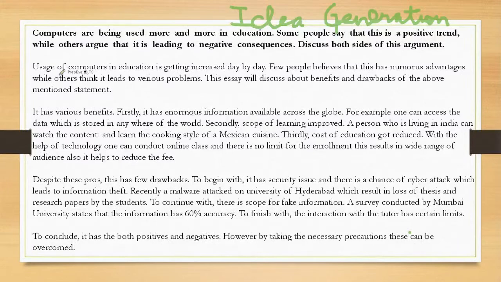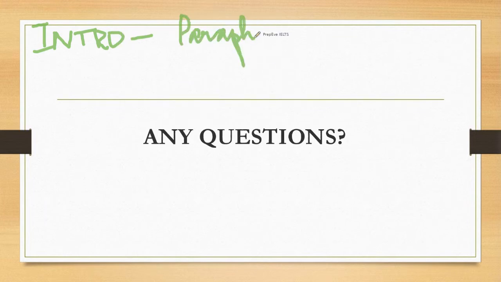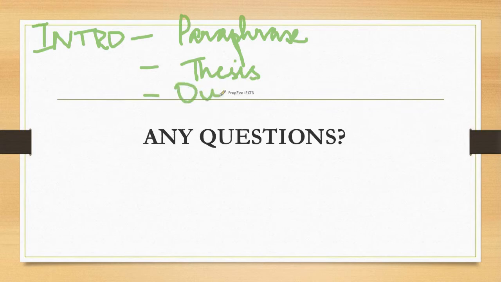All right. So the first paragraph, which is the introduction, I'll simultaneously be telling you the way to write the introduction. Introduction has 3 sentences. One is you have to paraphrase the question. The second sentence is the thesis statement, wherein you have to tell your opinion. What do you think? And the third one is your outline sentence.